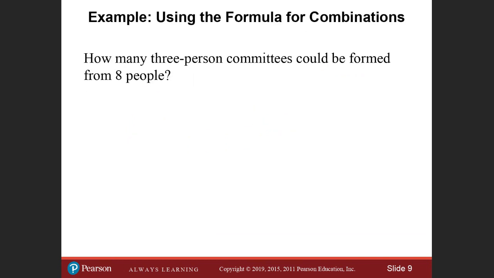So here's the example. How many three-person committees could be formed from 8 people? So our R here is the 3-person. So this should be our R. And 8 here would be our N. So our formula, nCr, that would be n factorial over n minus r factorial, then r factorial.